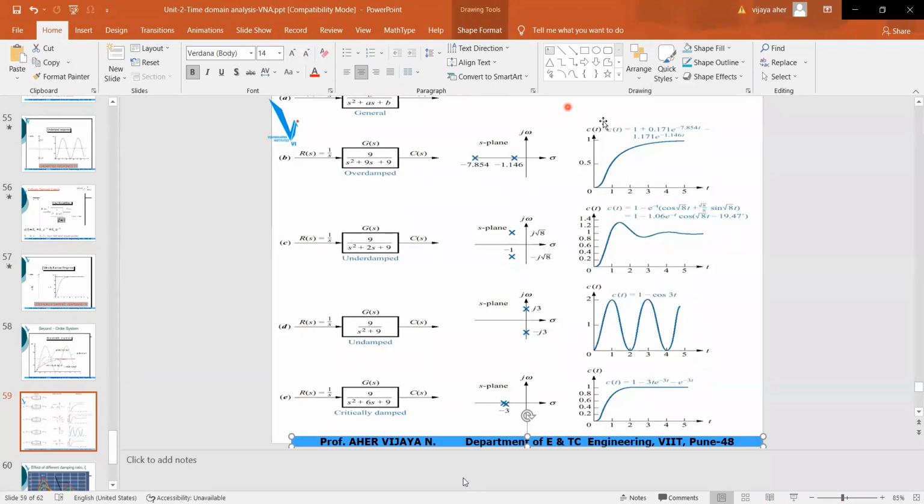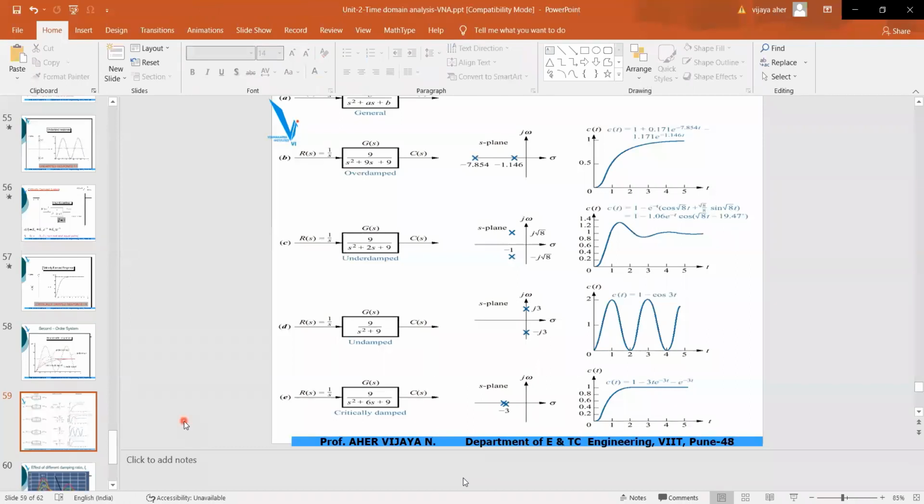Now observe all the equations in the time domain. Please write all these 4 categories. This is nothing but the summary of your unit 2, for 4 types of responses: when zeta is equal to 1, when zeta is equal to 0, when zeta is greater than 1, when zeta is less than 1. Overdamped means zeta greater than 1. Underdamped means zeta lies between 0 and 1, or less than 1. Undamped, zeta is equal to 0. Critically damped, zeta is equal to 1.